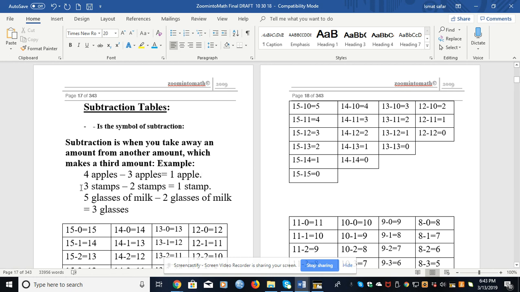If we have 3 mailing stamps, and we use 2 mailing stamps to mail a thank you card for your teacher or a happy birthday card for your friend, you take 2 stamps out. What we have left is 1 stamp. So 4 apples minus 3 apples equal 1 apple. 3 stamps minus 2 stamps equal 1 stamp. And then 5 glasses of milk minus 2 glasses of milk, you drank already. What we have left is 3 glasses of milk.